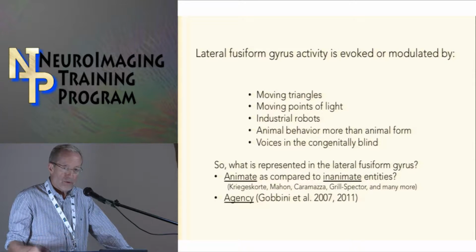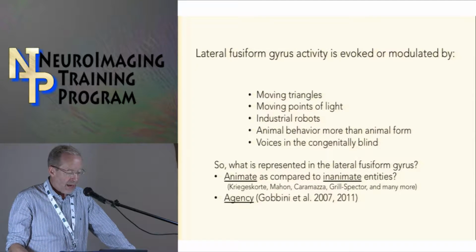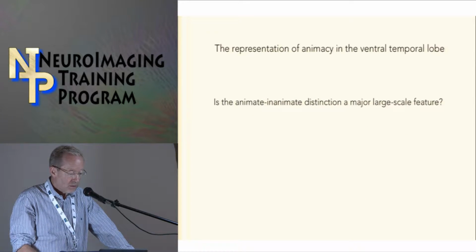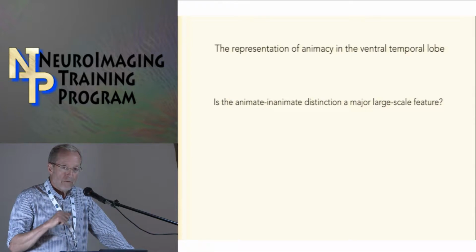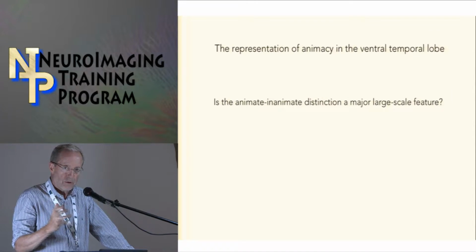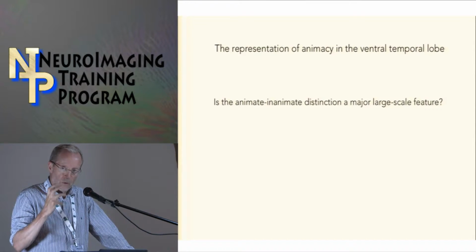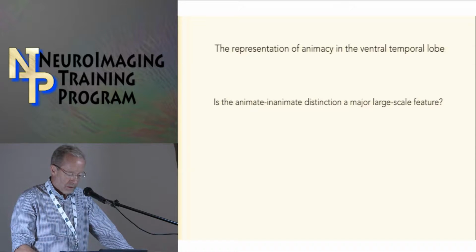So what is represented in fusiform cortex? Is it animate as compared to inanimate entities, or is it agency? So let's address this first question first. Is the animate-inanimate distinction the major large-scale feature here? So it doesn't have to do with the form of faces, the form of bodies. It has to do with, is the subject perceiving, representing animate entities? And this has an old history too.